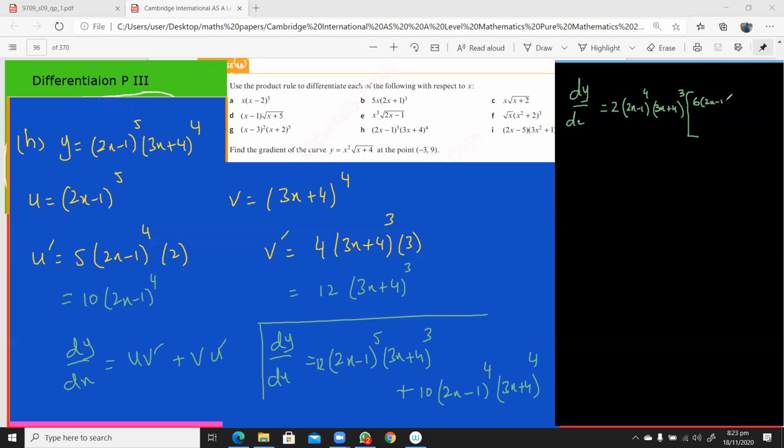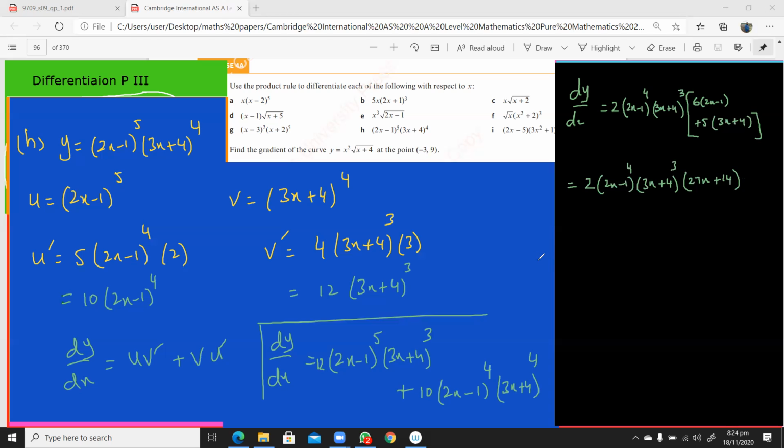Okay, and we are left with 6 into 2x minus 1, and 5 into 3x plus 4 raised to power 1. Yeah, this is 3x plus 4. Okay, and then this is going to be 2 into 2x minus 1 raised to power 4. So you can see that there is a lot of algebraic simplification required here, right? So this is 12x plus 15x, which is going to be 27x, minus 6 plus 20, which is plus 14. So this is the final answer for this H part.